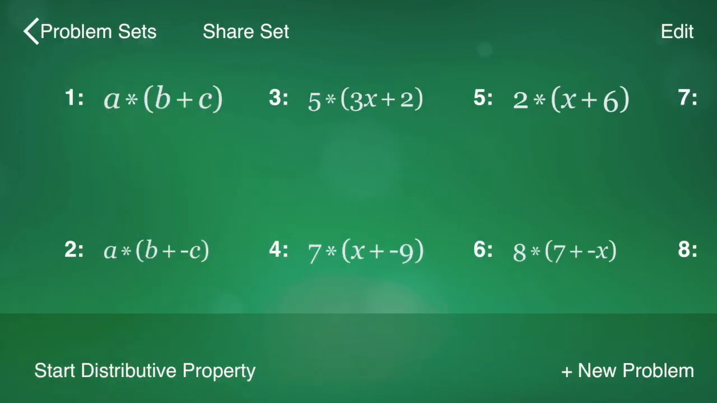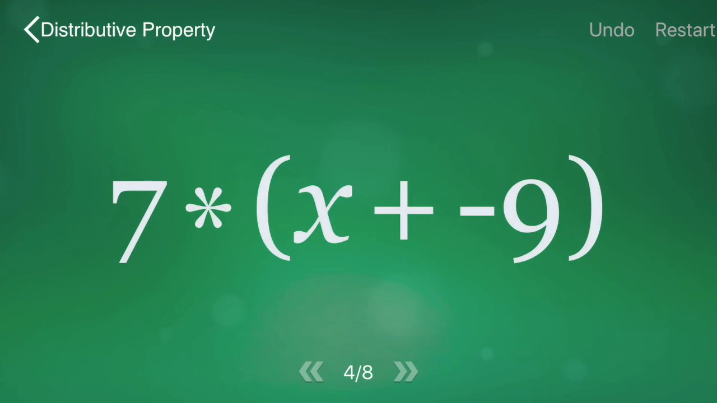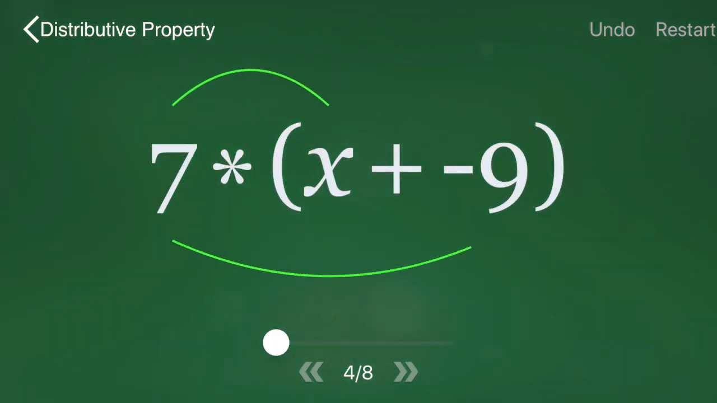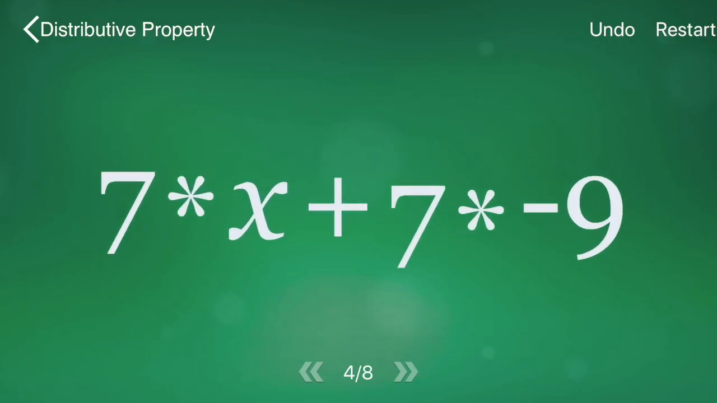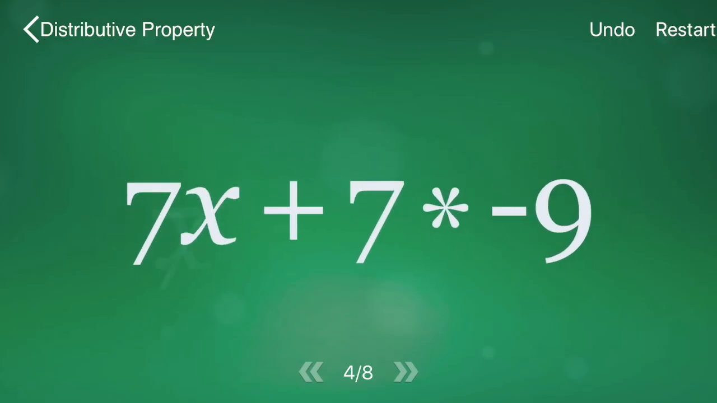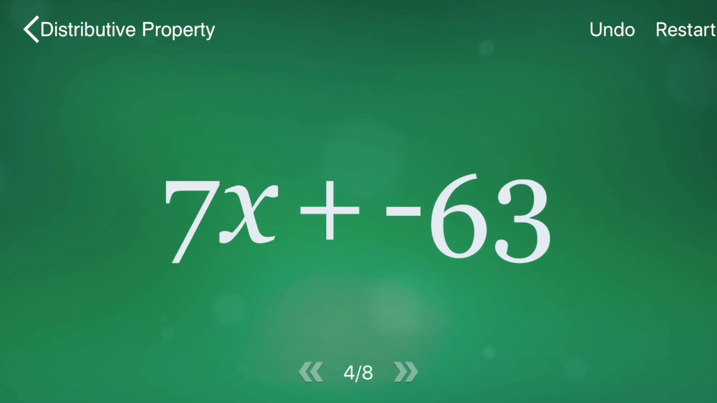Other problem in number 5 was 7 being distributed to the x and the negative 9. So I'm going to tap my multiplication sign, move my little bar here, and then if I tap my multiplication signs and combine the terms, I'm going to get 7x take away 63. So it would be like 7x minus 63. So you're going to kind of ignore that plus sign on Algebra Touch. Okay?